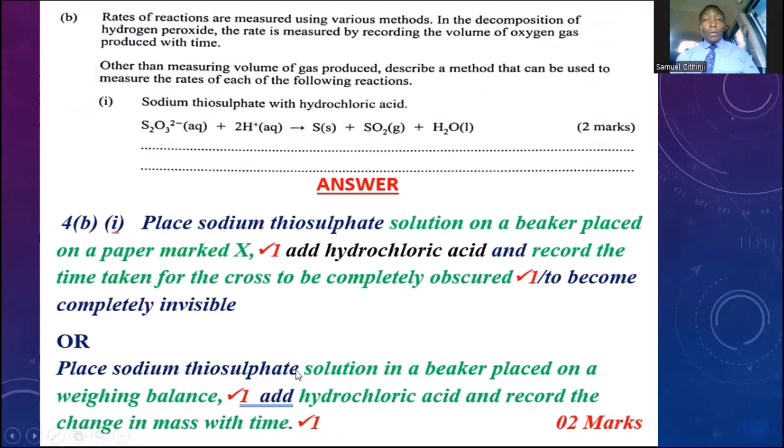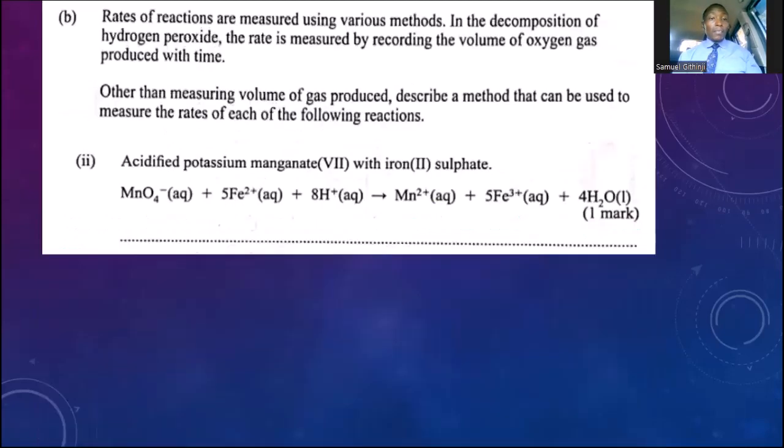Alternatively, you can do the reaction on a weighing balance. You place a beaker on a weighing balance, turned on. You add sodium thiosulfate, then add the HCl and immediately start recording the change in mass until the mass becomes constant. That is B Roman 2. We move on. That is B Roman 1, B Roman 2.